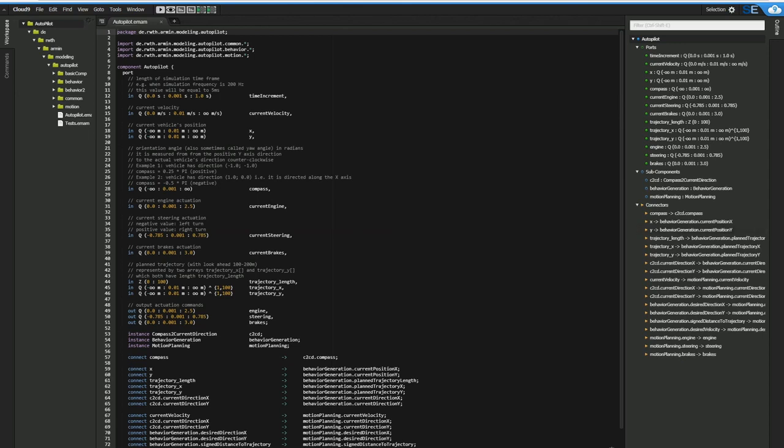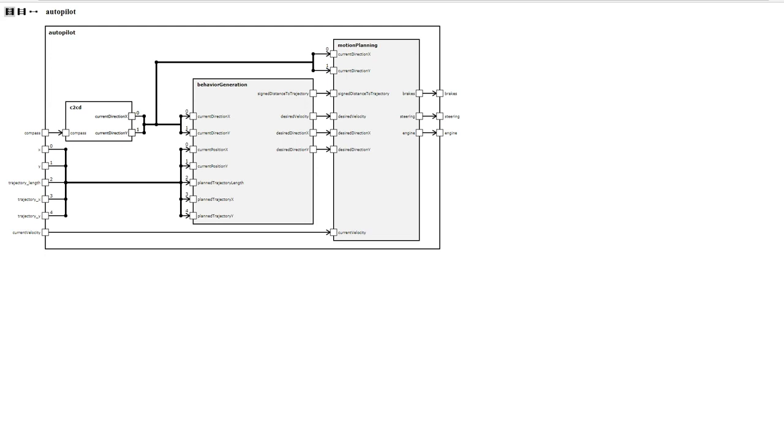Now we take a closer look at the architecture and implementation of our Autopilot model. This auto-generated visualization shows its 2 main components. While behavior generation determines the what, motion planning computes the how. The simulator provides various input values and expected values for engine, brakes and steering.